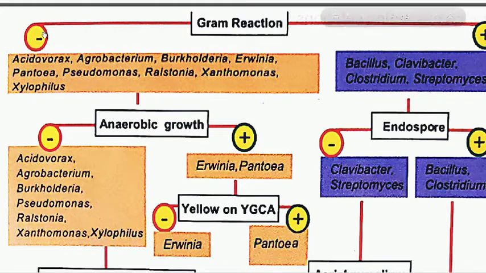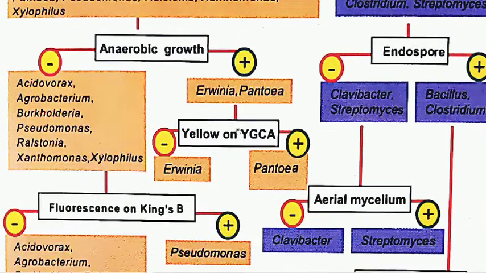On the basis of anaerobic growth, all of these were differentiated, and it was found that Erwinia and Pantoea are positive, so it is having anaerobic growth. Then yellow on the YGCA, that is yeast, glucose, chloramphenicol, agar media. So Erwinia minus and Pantoea plus.